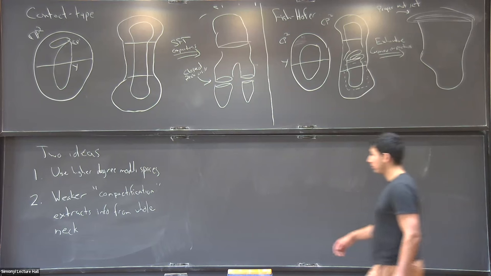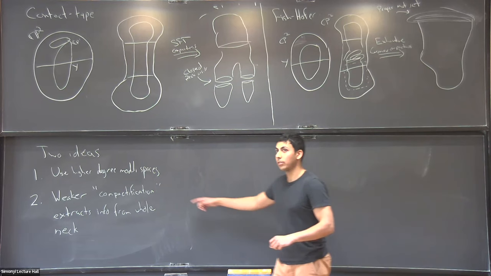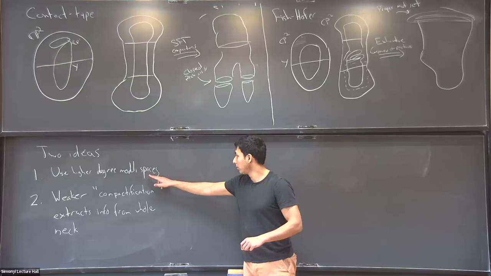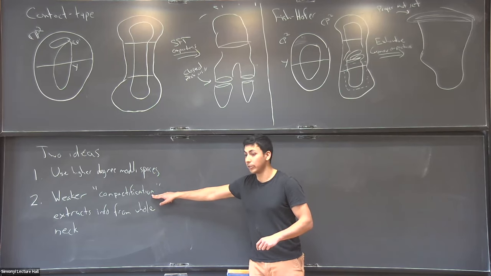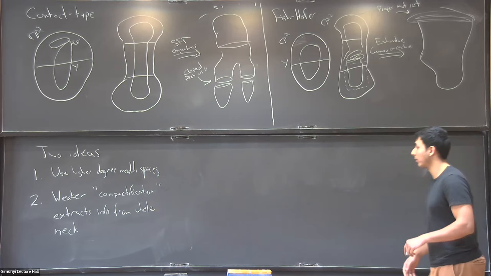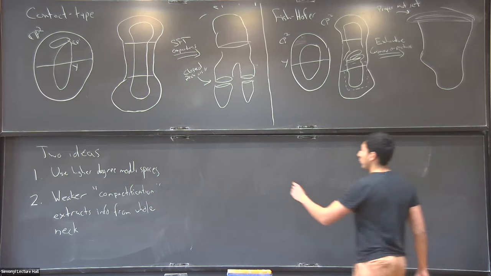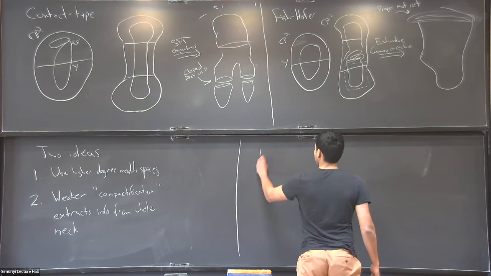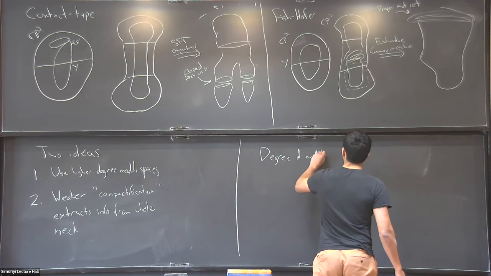So, all right, let me summarize. I guess what I'll do is I'll summarize the main properties of the higher degree moduli spaces, and then I'll give a definition of this compactification, and then I'll talk about some of its structural properties, which go into proving this. So, all right. Degree D moduli space.